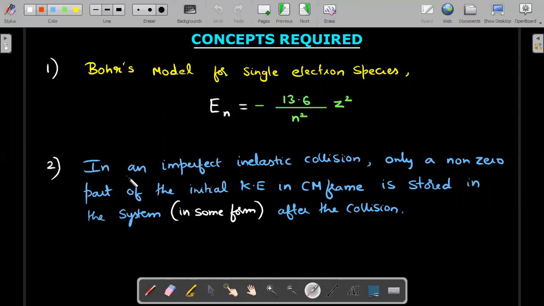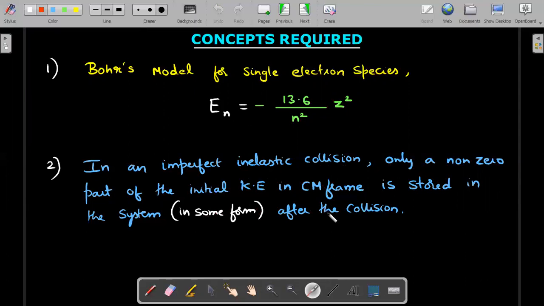Second important point, in an imperfect inelastic collision, that means e is less than 1 and also greater than 0, so it is neither a perfectly inelastic nor a perfectly elastic collision. So it's in between. Only a non-zero part of the initial KE in the CM frame is stored in the system in some form after the collision.